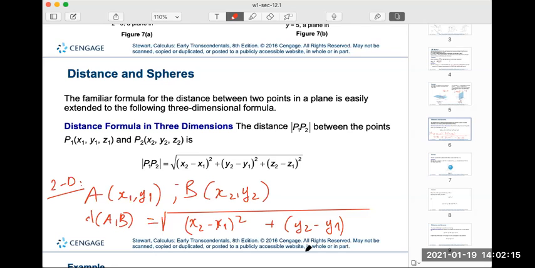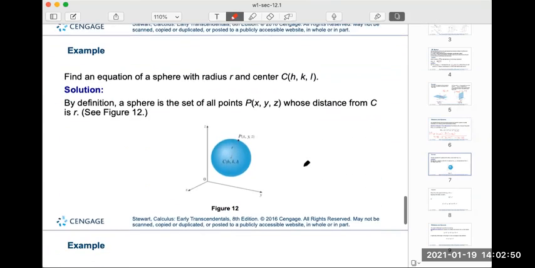Very good. So now in 3D, we just have one more term here, right? This is to compute the distance of 2 points in 3D. Do you have any question up to this point? Okay. Then here.